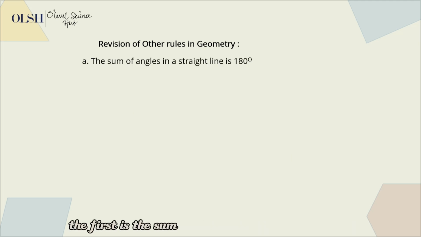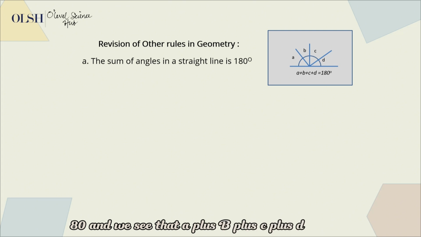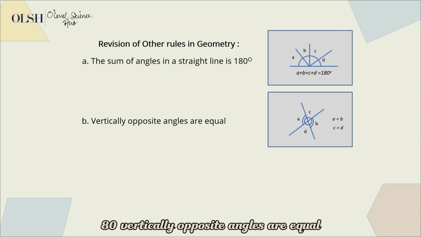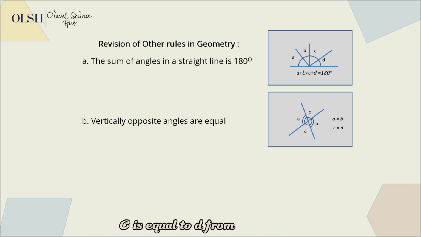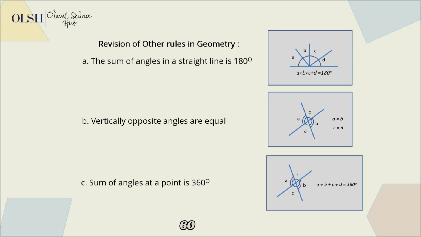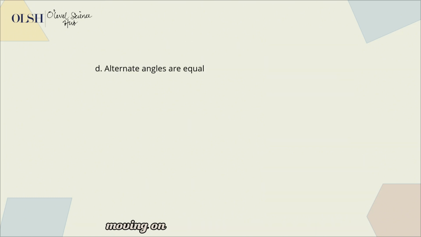The first is the sum of angles in a straight line is 180, and we see that A plus B plus C plus D equals 180. Vertically opposite angles are equal. Alright, so we see A is equal to B, C is equal to D from the graphic. We have the sum of angles at a point is 360 degrees, and we see that A plus C plus D plus B equals 360.